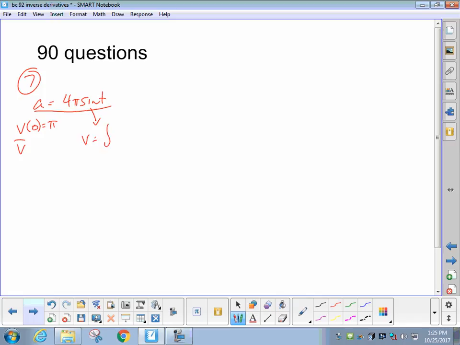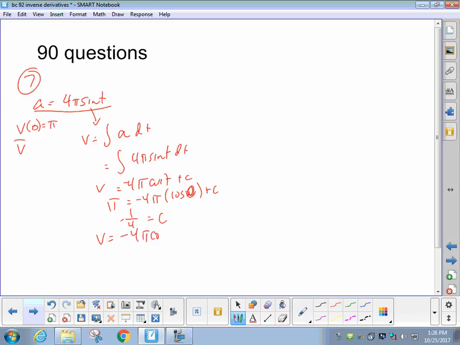So velocity is the antiderivative of acceleration. Did I copy that right? Okay. Wouldn't you say that the antiderivative is negative 4 pi cosine t plus c? And if v of 0 is pi, then pi equals negative 4 pi times cosine of 0 plus c. So c feels like negative 1/4, yes? If velocity then is negative 4 pi cosine t minus 1/4, now how do I find average velocity?